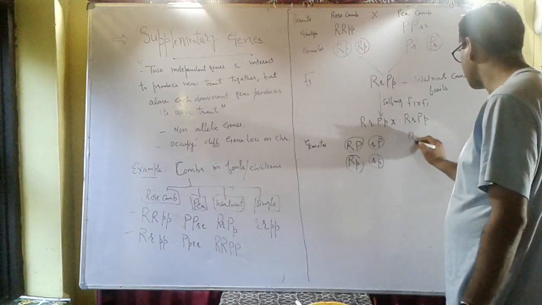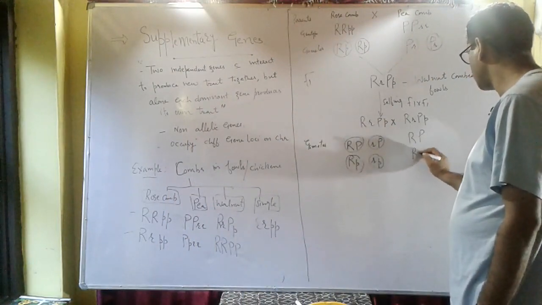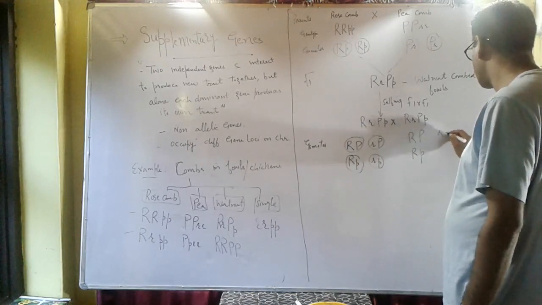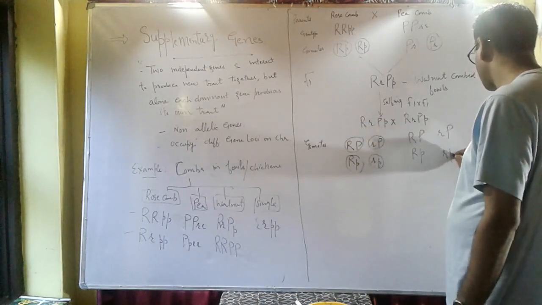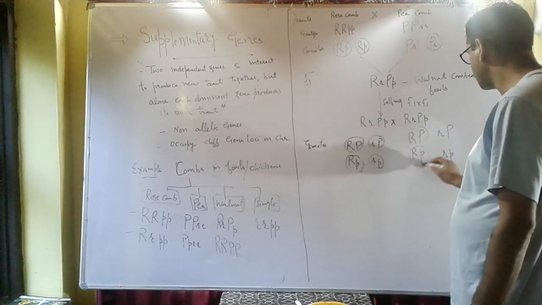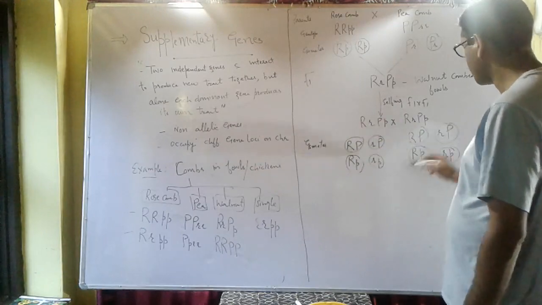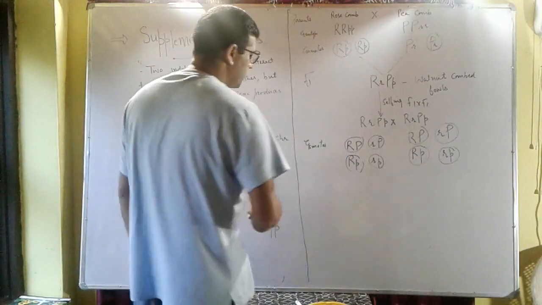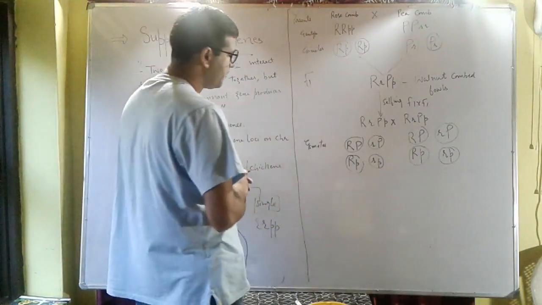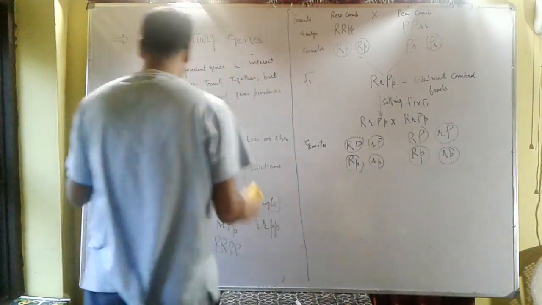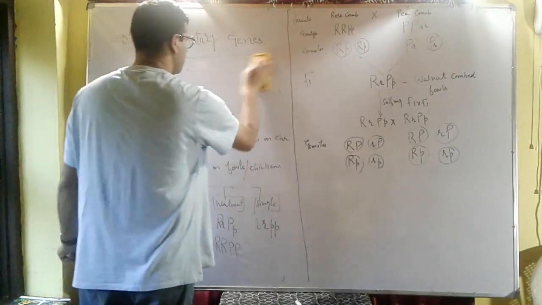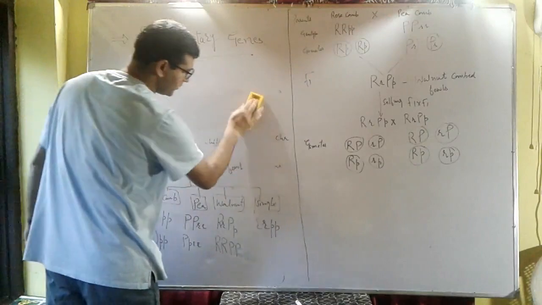We have capital R, capital P, capital R, small p, and we have small r, capital P, small r, small p. These are gametes. Then in order to get the F2 generation, there would be the fusion of these gametes. We'll explain it by means of a Punnett square. It's called a checkerboard.